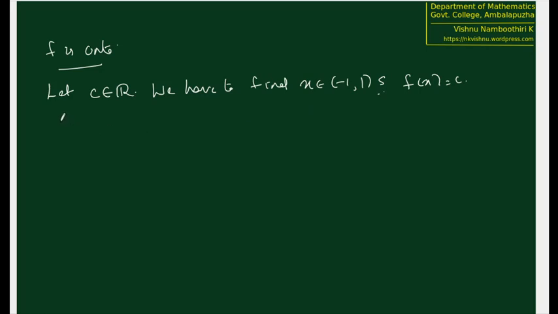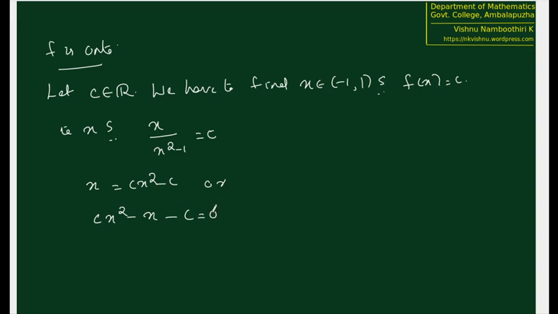Okay, f of x equal to c means that we have to find x such that x by (x square minus 1) equal to c. So c is given and we have to find x. So this means that x is equal to c x square minus c, or with further manipulations we get c x square minus x minus c equal to 0. So this is what finally we are getting. So can we find x satisfying this? That's the first question. After that, we can think if that x is going to be in minus 1 to 1. First question is, can we find some real number x satisfying this?